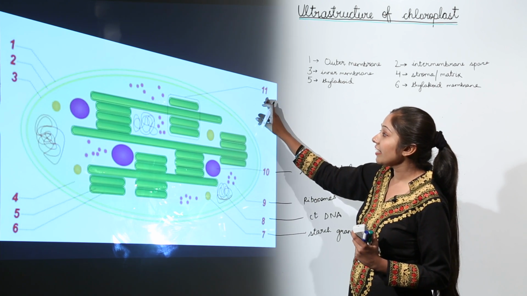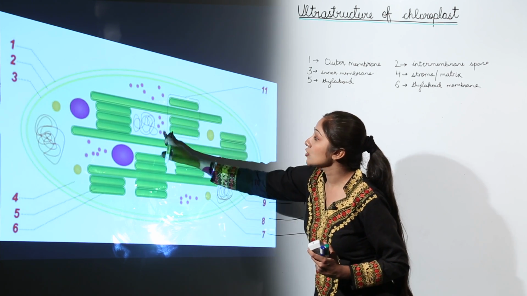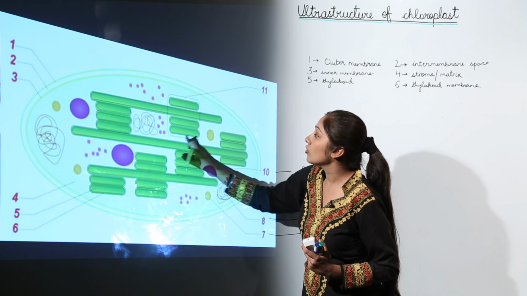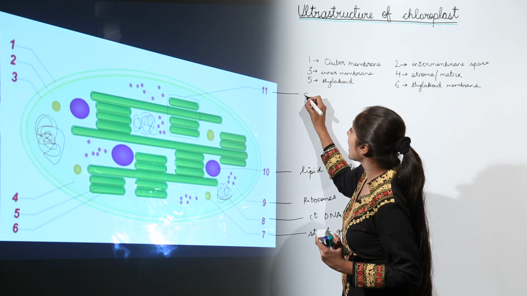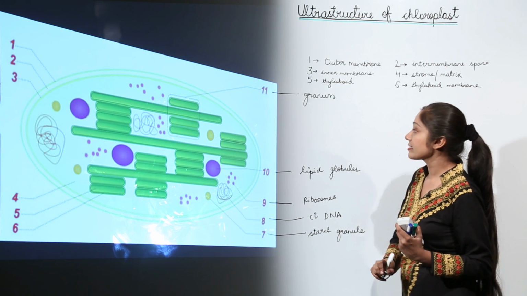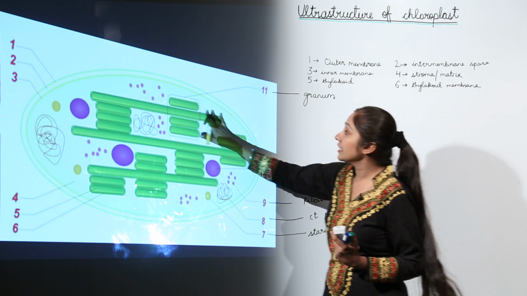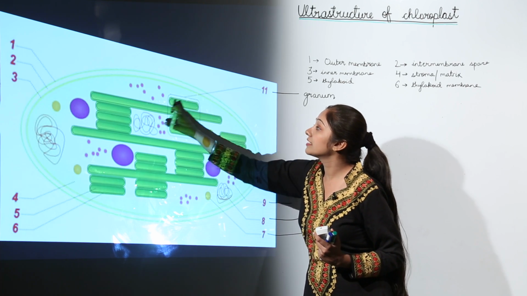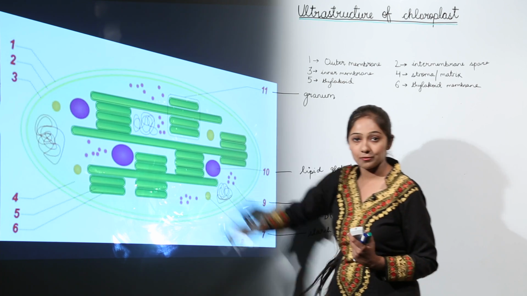Moving on to number 11. This whole structure, as you can see in the diagram, this whole structure is known as what? It is known as a granum. What is it known as? It is known as a granum, because it is actually the collection of these discoid thylakoids.